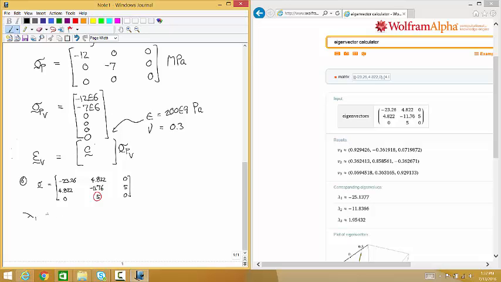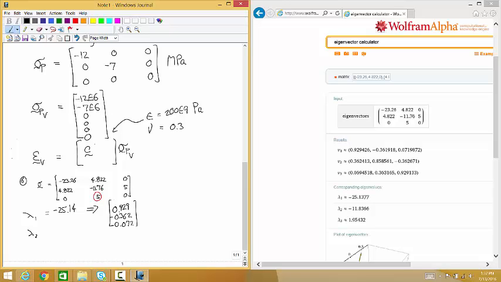Okay, so lambda 1 is negative 25.14, and that corresponds to an axis of 0.929, negative 0.362, 0.072.